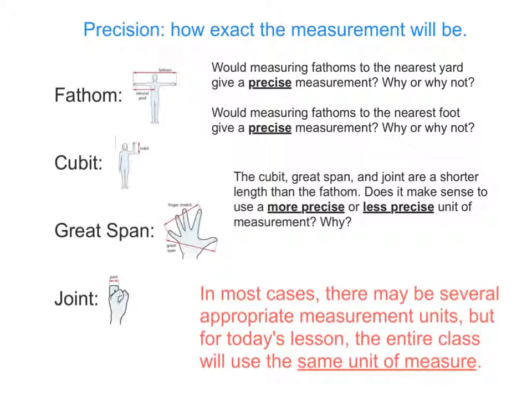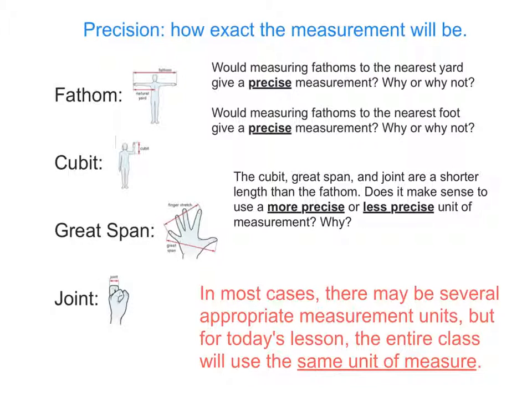When we're looking at the fathom, would measuring fathoms to the nearest yard give a precise measurement? Why or why not? The answer would be no. A yard is much too large to be measuring the fathom to get a precise measurement. Would measuring fathoms to the nearest foot give a precise measurement? Why or why not? Again, the answer would be no, because it wouldn't give the most precise measurement. You would probably want to go even smaller and use the inch.